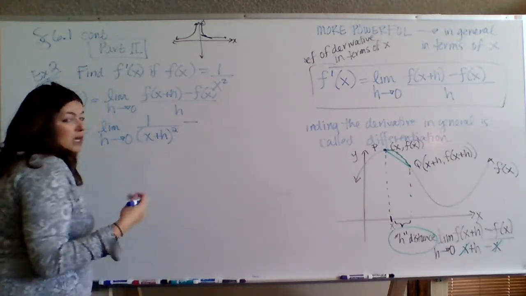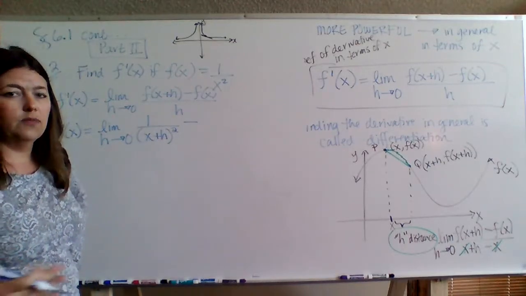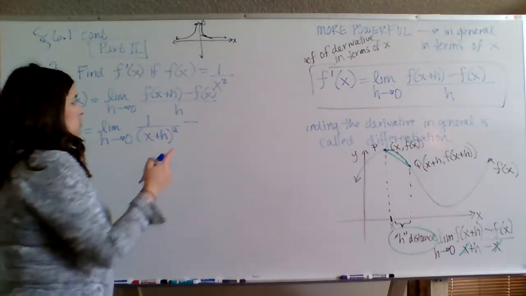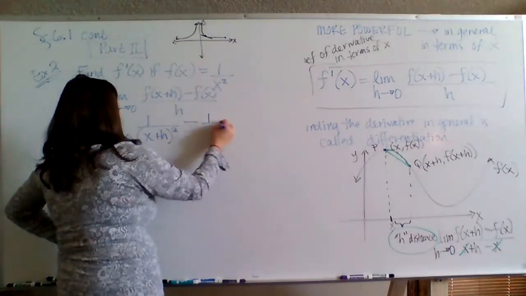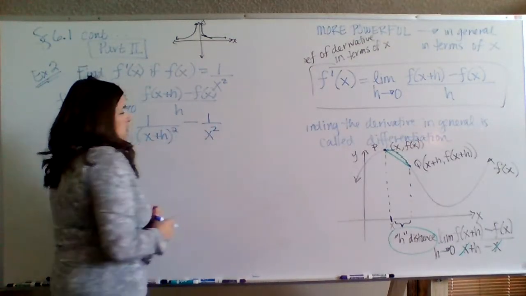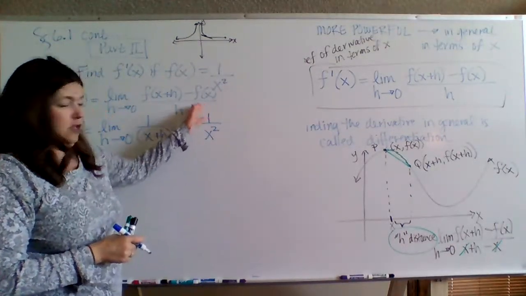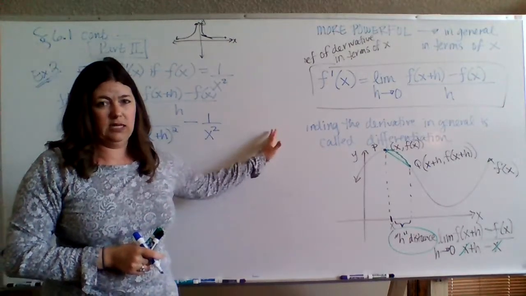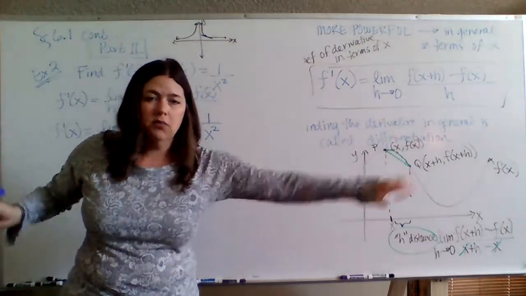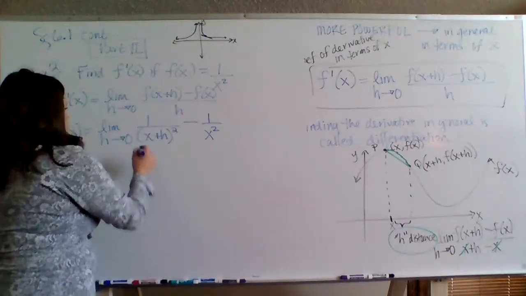Minus f of x. f of x is the original rule we had. Our original rule is only one term big. It's only 1 over x squared, so we can just do 1 over x squared. If it's more than one term, you have to do minus. I usually do brackets to emphasize that I have to subtract all of it. But if it's only one term, minus that one term.